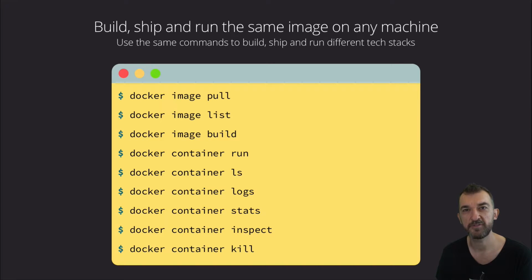A great benefit of Docker is that whatever technology you are using in your images, you can run them and manage them with the same set of commands. So, for example, if you have a Node.js application or you have a Python application, you use the same commands to start up, see the logs, or see the statistics of these applications, no matter what is the technology inside.